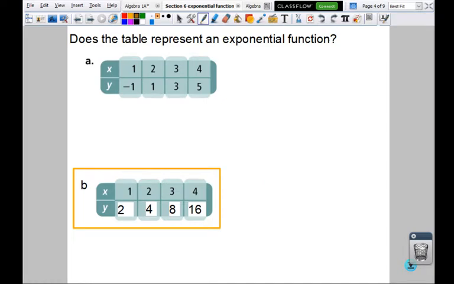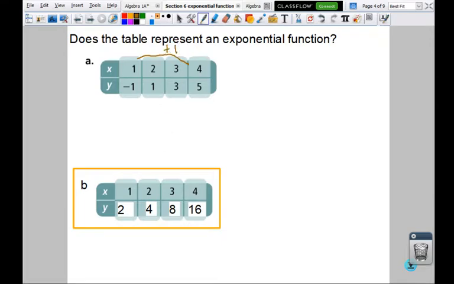Alright, we're going to look at a couple more of these, and we're going to see, are they exponential, yes or no? So, let's look at my x's up top here. What are my x's changed by each time? They're all plus 1. That part's pretty easy. All my x's are plus 1.